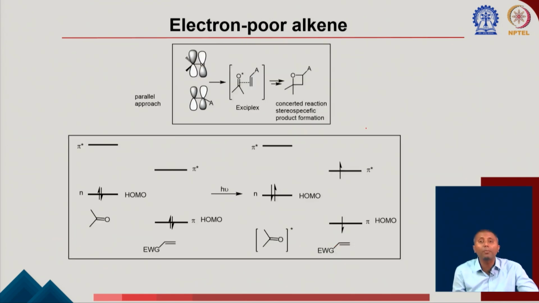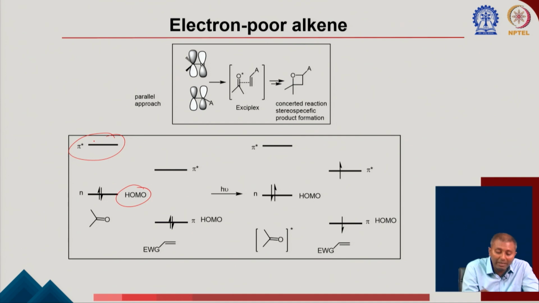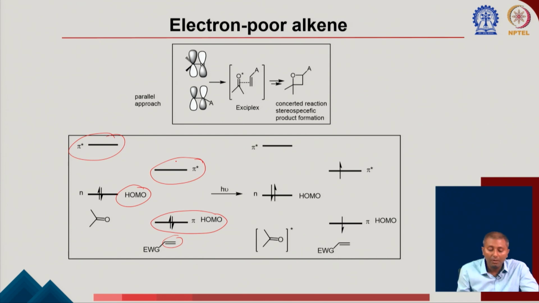Now the question comes, if you have an electron-deficient or electron-poor alkene. If you look at this molecular orbital picture, you have this n and pi star here. But if you have an electron-deficient one, you can think about what is going to happen: it will decrease the pi density. So the pi will be more stabilized for that particular double bond, and then there will be a pi star.